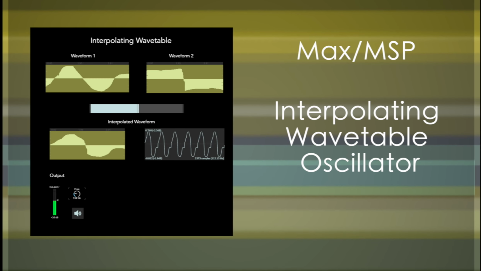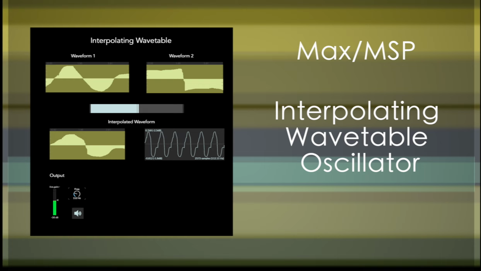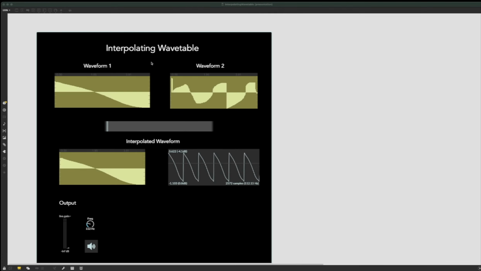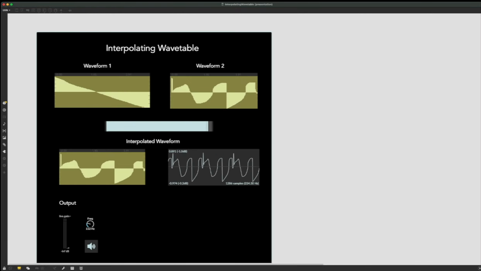Hey everyone, this is Ben Ward here, and today I wanted to show you how to create this interpolating wavetable oscillator patch. The way this is going to work is it'll allow you to define the two waveforms that you want to interpolate between by drawing them in, just like this. And then using the slider, it'll interpolate between those to create a new waveform. So I'll show you kind of how that sounds.